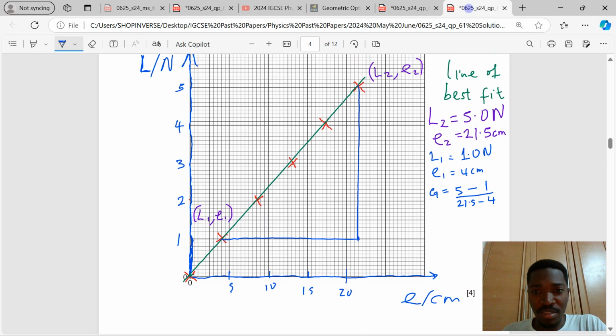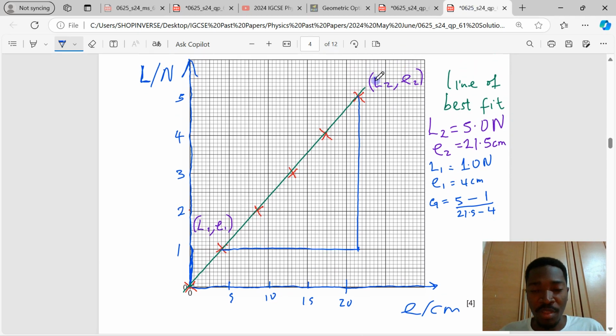I've drawn my line of best fit and I've picked my values. So my values are L2, E2, because it's a graph of L against E. L2 is the value I have here, which is 5 Newton. Then L1 is the value I have here, which is 1 Newton. What about E2? From this point, I'll trace it downward, the value I have here, which is 21.5 centimeters. Then E1 is the value from this point, traced downward here, which is 4 centimeters.